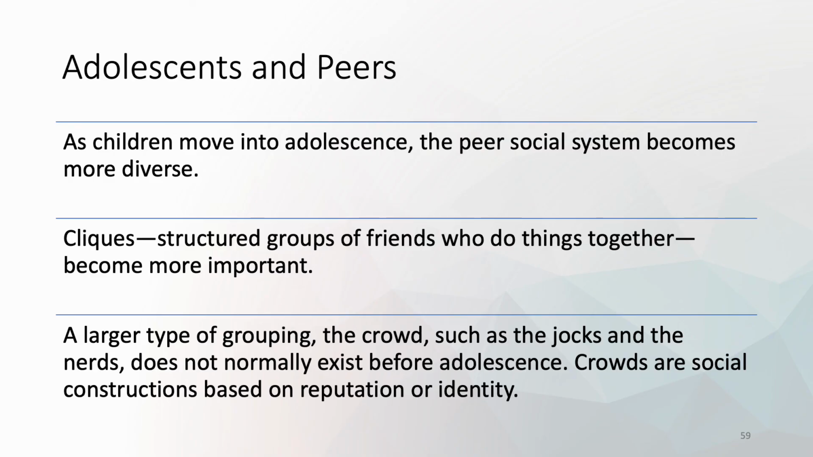So let's think a little bit more about adolescents and their peers or their friends. As children move into adolescence, the peer social system becomes more diverse. Cliques, which are structured groups of friends who do things together, become more important in these years. And it is a time when adolescents tend to make a larger number of friends, but the friends they have tend to be closer friends. A larger type of grouping, the crowd, such as people refer to as the jocks or the nerds, does not normally exist before adolescence. Crowds are social constructions based on reputation and identity.